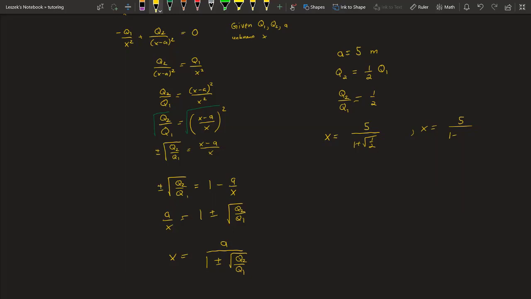The first solution gives that x is approximately 3.93, and the second solution gives us that x is approximately 17.1 meters to 3 significant figures. So obviously only one of these makes sense, as we needed to place charge 3 somewhere between charge 1 and charge 2. Now, as an alternative, we could have used the quadratic formula.